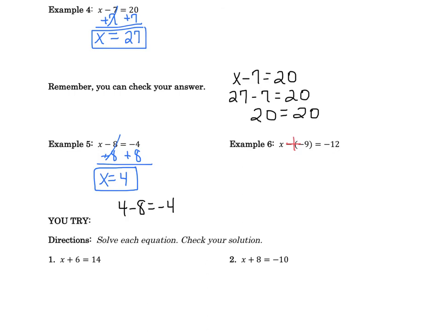How do we undo addition? We are going to subtract it from each side. So subtract 9 from each side. The 9s are going to cancel. Bring down your x, equals. Negative 12 minus 9, same sign. Add and keep the sign. 12 plus 9 is 21. Sign stays the same. So your answer is negative 21.